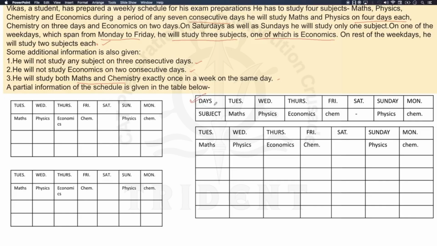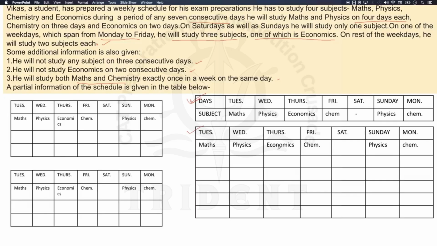Fine. So this is the schedule, the table that we have. Let's copy this table over here. So on Tuesday he'll study maths, on Wednesday physics, on Thursday economics, on Friday he'll study chemistry, Saturday we don't know, and Sunday physics, and Monday chemistry.